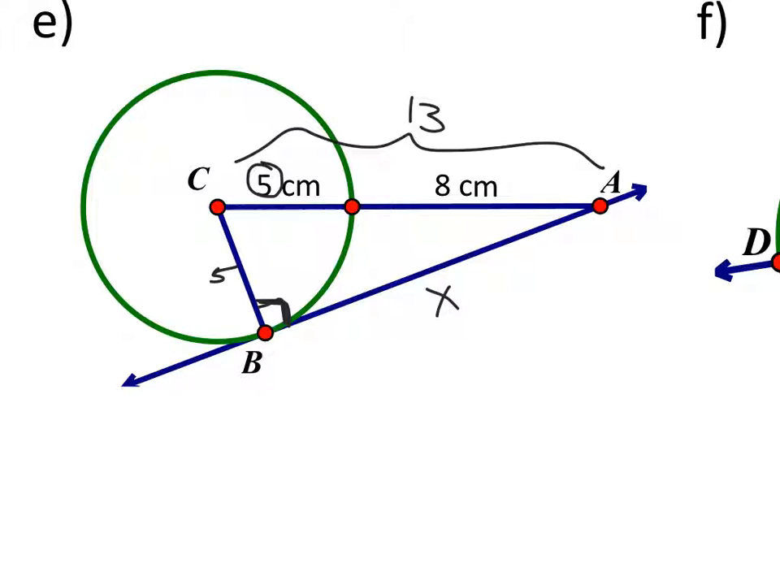So looking at that right triangle, we have 5 and 13, so the missing side has to be 12 because it's a 5, 12, 13 triangle. So that's a Pythagorean triplet, just like a 3, 4, 5 triangle. We could also use the Pythagorean theorem to get that side is 12.